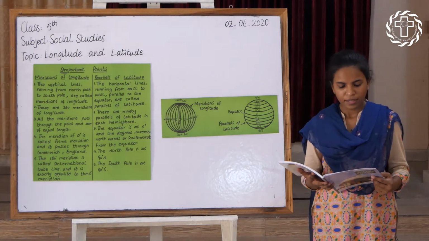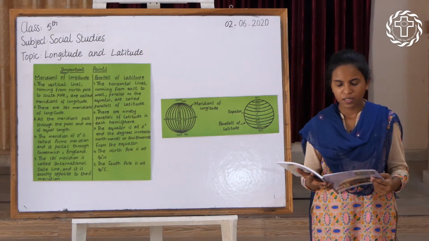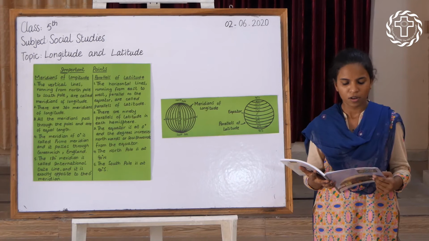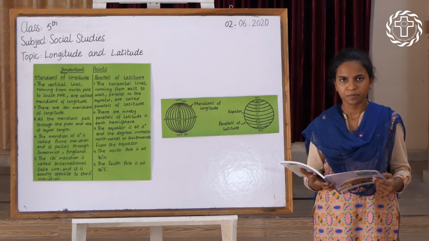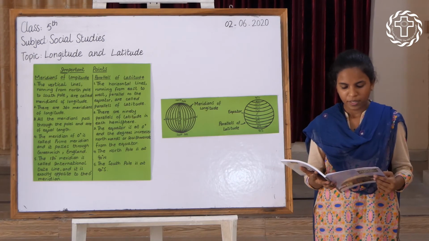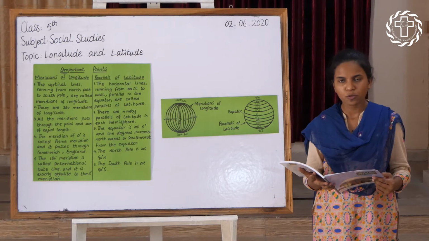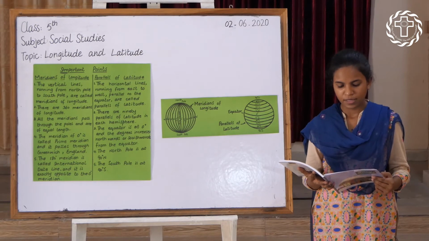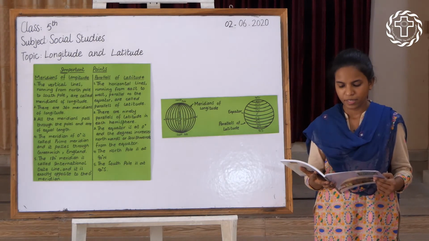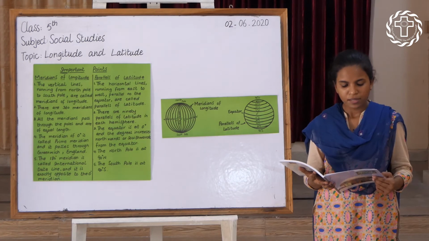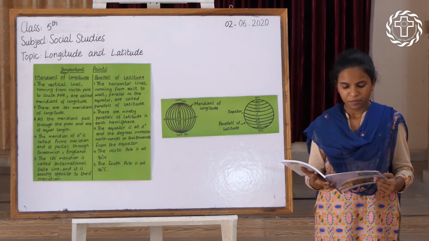You know that there are 360 degrees in a complete circle. There are also 360 degrees or meridians of longitude. All the meridians pass through the poles and are of equal length. One of these lines has to be 0 degree. This is called the prime meridian and it passes through Greenwich, England.